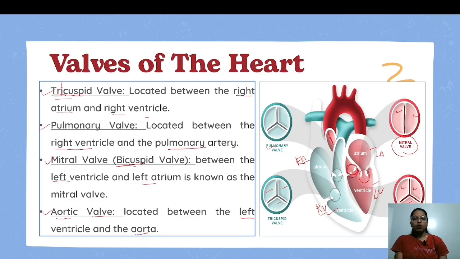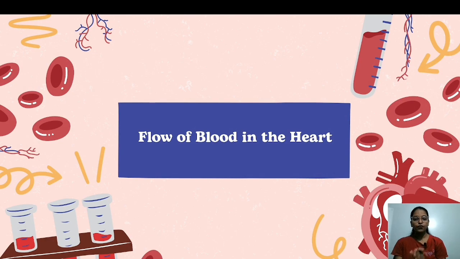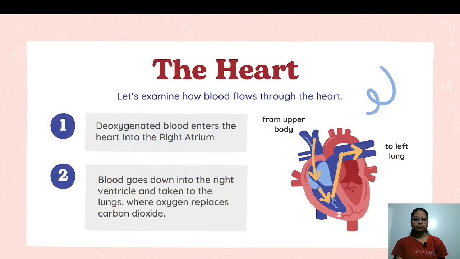Okay, now this is about the anatomy of the heart. Now we will see how the blood flows in the heart. So the flow of blood in the heart, we have divided into four sections. First is the deoxygenated blood enters the heart into the right atrium.